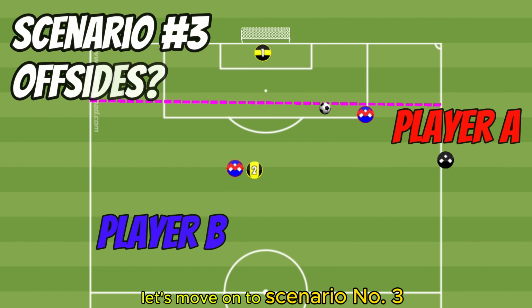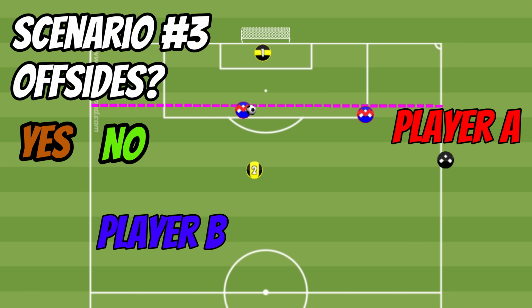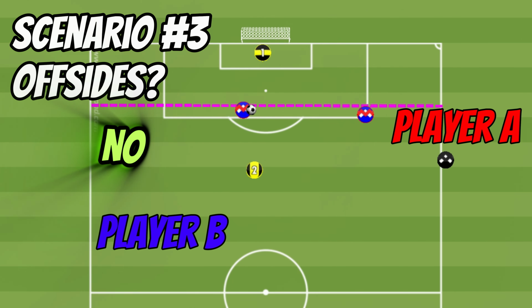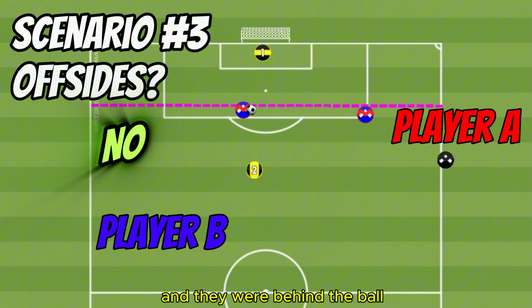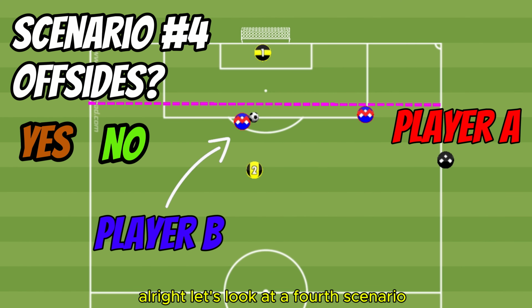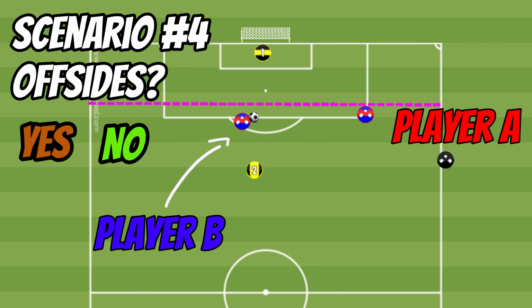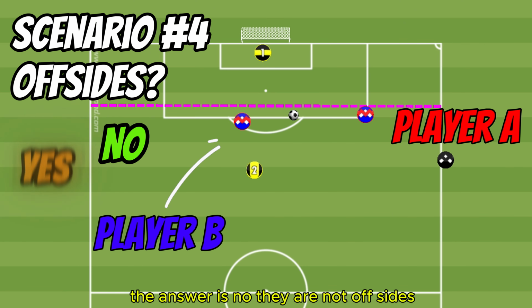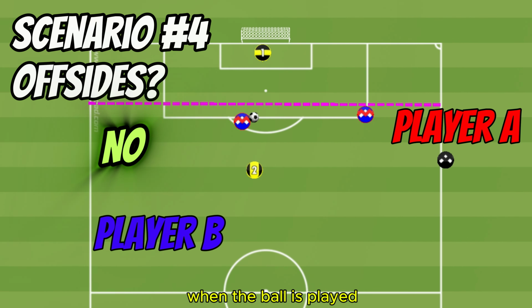Alright, you're doing great. Let's move on to scenario number 3. Is player B offsides when player A plays them the ball? The answer is no, because when player A played the ball, player B had two defenders between them and the goal, and they were behind the ball. Alright, let's look at a fourth scenario. Is player B offsides when player A plays them the ball? The answer is no, they are not offsides, because they are even with the ball or behind it when the ball is played, so they are onsides.